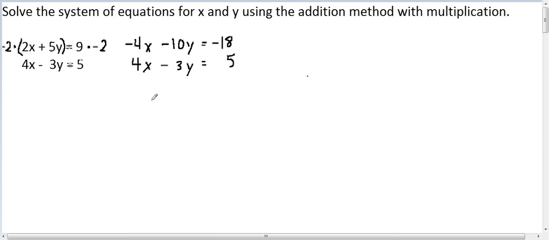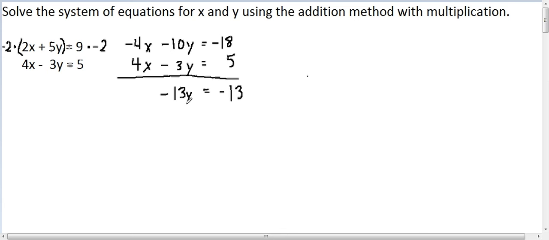Now we can add the two equations together. Minus 4x plus 4x is 0. Minus 10y minus 3y is minus 13y. And minus 18 plus 5 is minus 13.